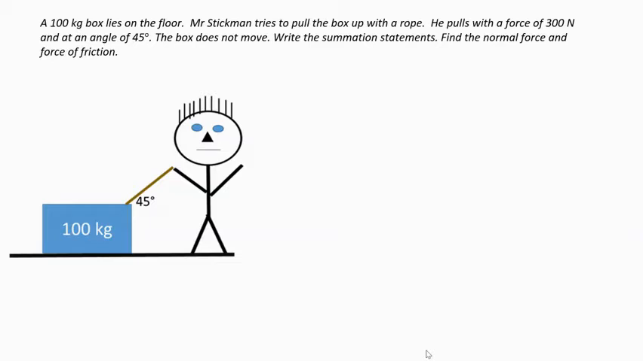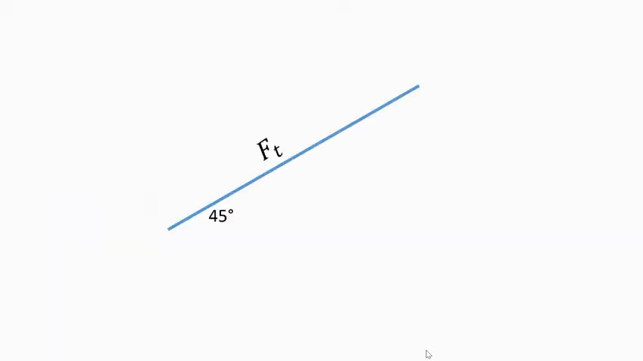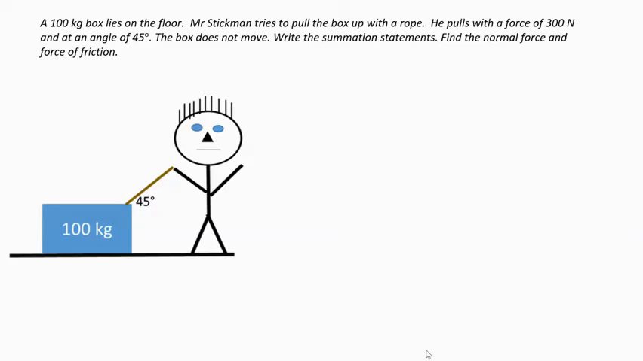Okay, so he's trying to pull this box by pulling up at an angle of 45 degrees, but it's not moving, and we want to find the normal force and friction force for this. First of all, remember that when you do summation statements, you have your vertical forces, which are the Fy, and then you have your horizontal forces, which are Fx. However, this time we have him pulling on the box with a tension force, and the tension force is at an angle, so it's not completely vertical and it's not completely horizontal either.